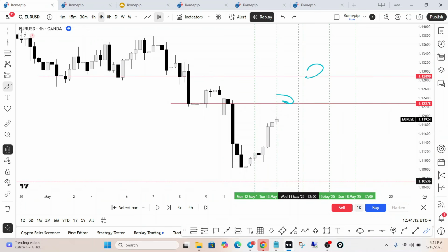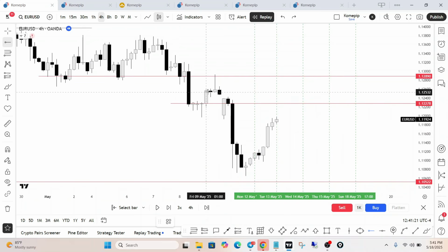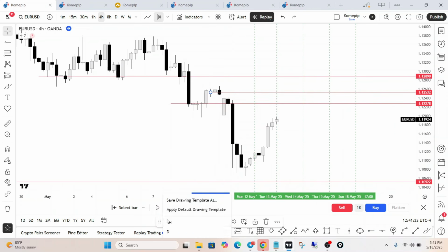As you can see, price has not reached any of our key levels. Even if we check the 4 hours, where are our key levels on the 4 hour? Okay, on the 4 hour, I can see this as my key level right there.